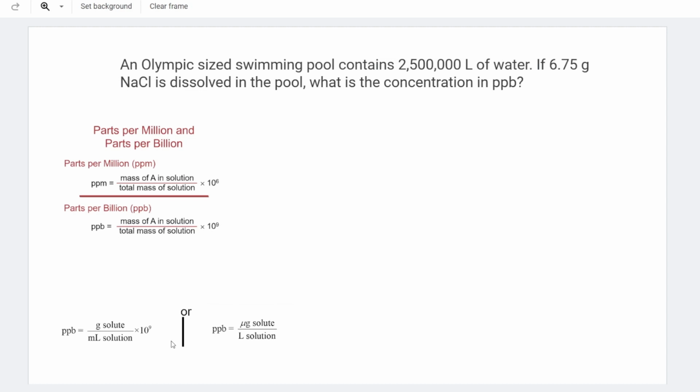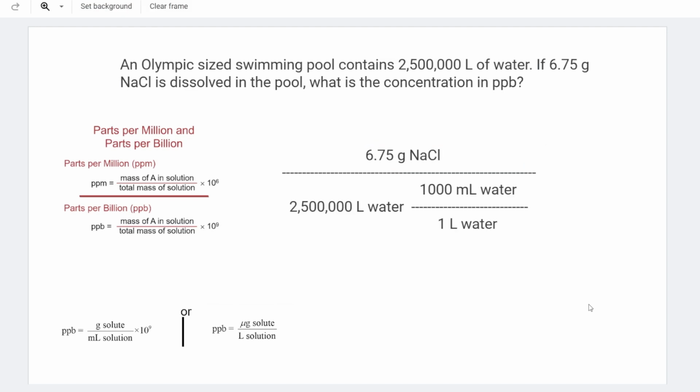So first, we already have our solute in grams, meaning we don't have to do any conversions there. So let's put this in. Now, we need to divide by the amount of milliliters of solution. So let's convert 2.5 million liters into milliliters. Finally, we need to multiply this answer by 10 to the 9th, since we're working in parts per billion.